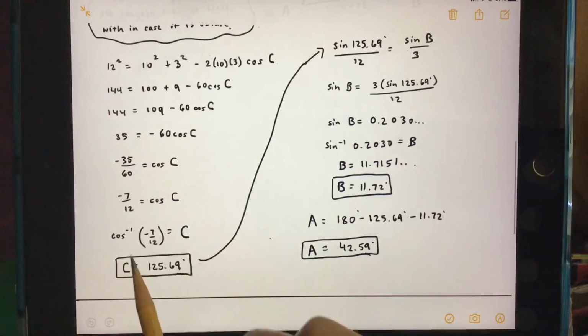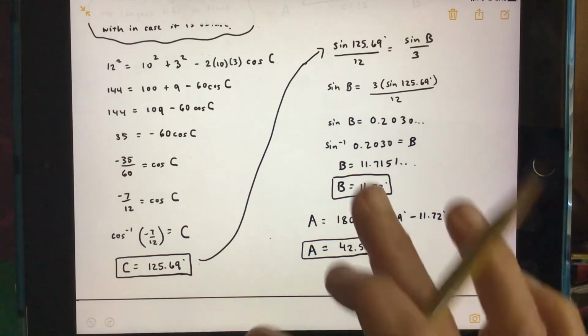Then I'm going to use my inverse cosine function to find c. So cosine inverse of negative 7/12 is c. And on my calculator, that will tell me that angle c is 125.69 degrees rounded off to the nearest hundredth.